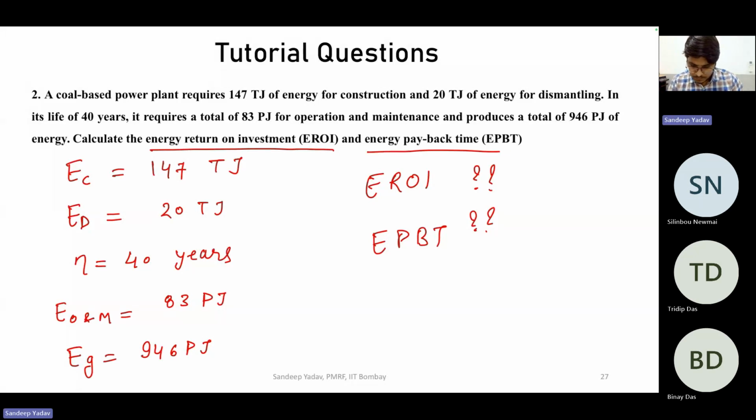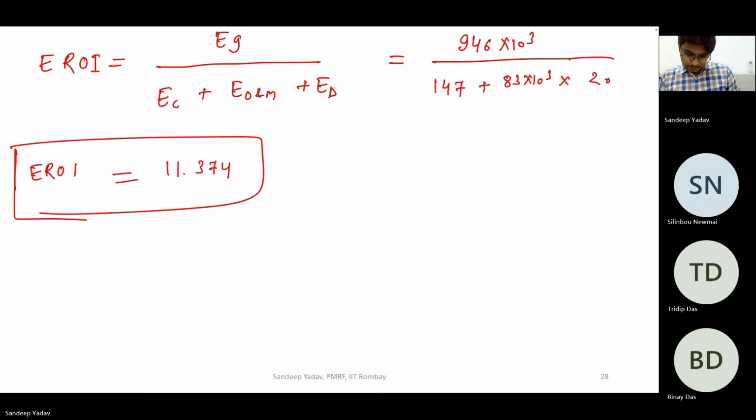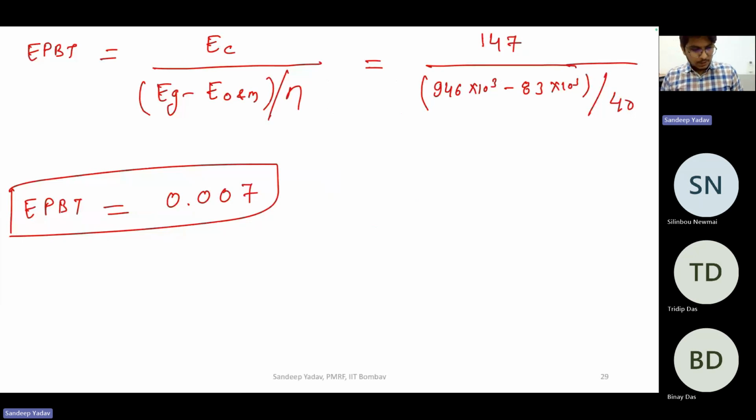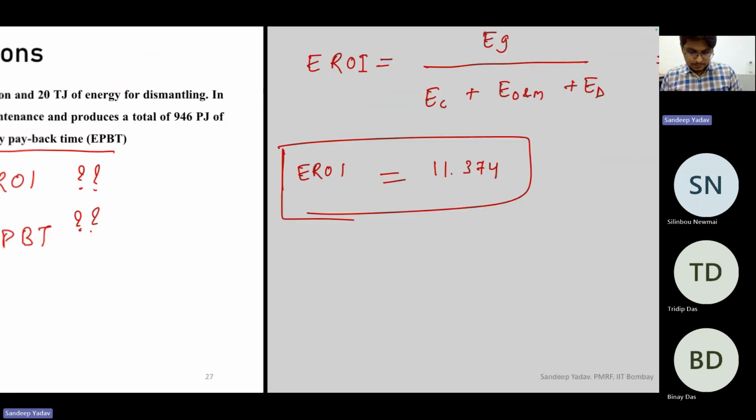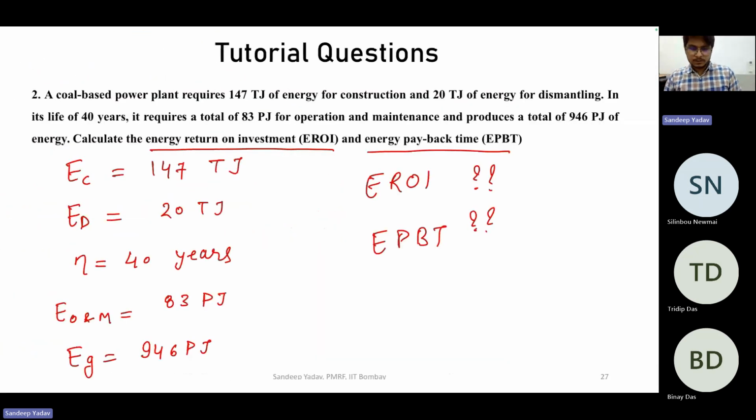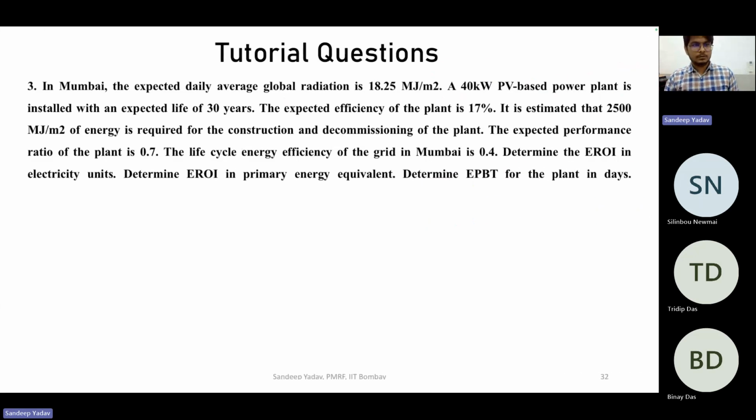So in that way, we have calculated both of these things. That's basically formula based. I don't think anyone is having any doubt in that question, because we have just put the values in these formulas and got these values. So this is how you can calculate the energy payback period time and energy return on investment. Now moving to question number 3. I hope this is clear.